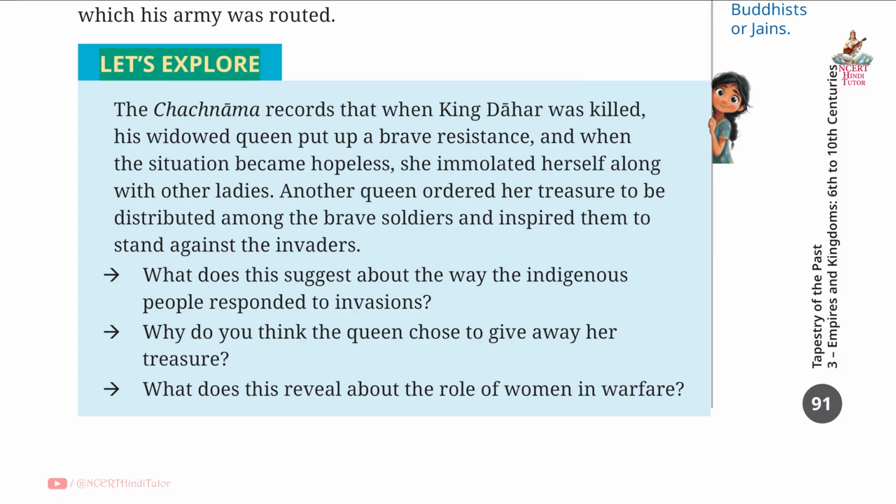Let's explore page 91. The Chachnama records that when King Dahar was killed, his widowed queen put up a brave resistance, and when the situation became hopeless, she immolated herself along with other ladies. Another queen ordered her treasure to be distributed among the brave soldiers and inspired them to stand against the invaders. Question 1. What does this suggest about the way the indigenous people responded to invasions?